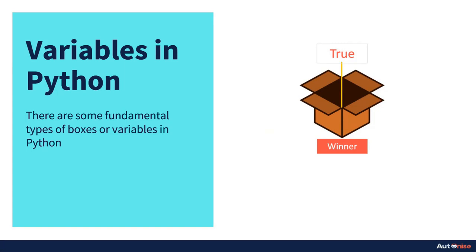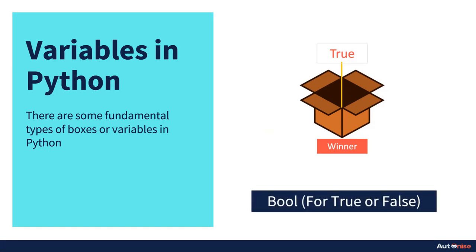Next, we can also save information about true or false, or you can say a Boolean value. We can do this using a bool variable, or a box which contains the bool information, which is true or false. The name of this box is winner and the type of information it's storing is a bool.